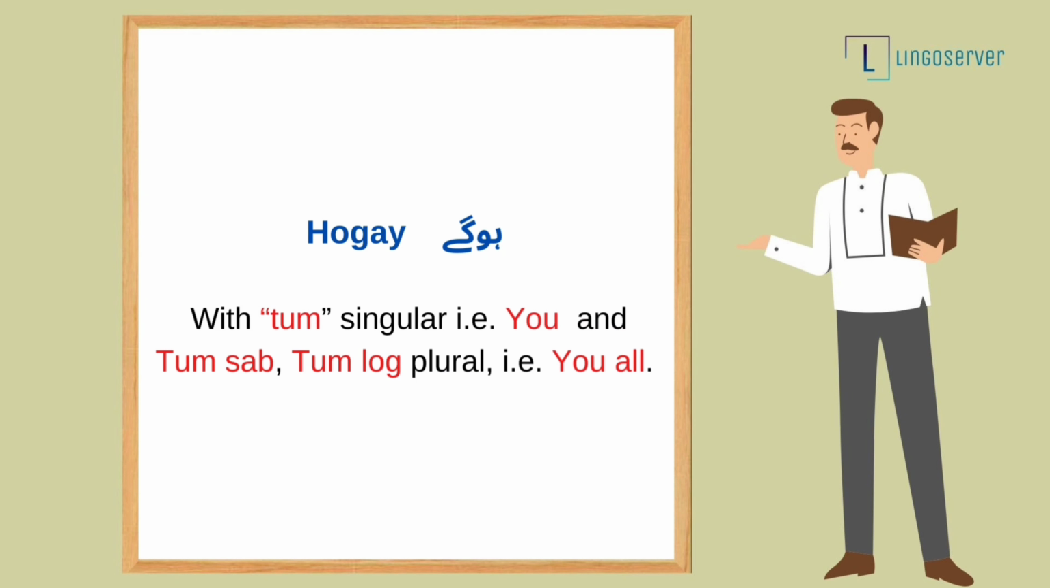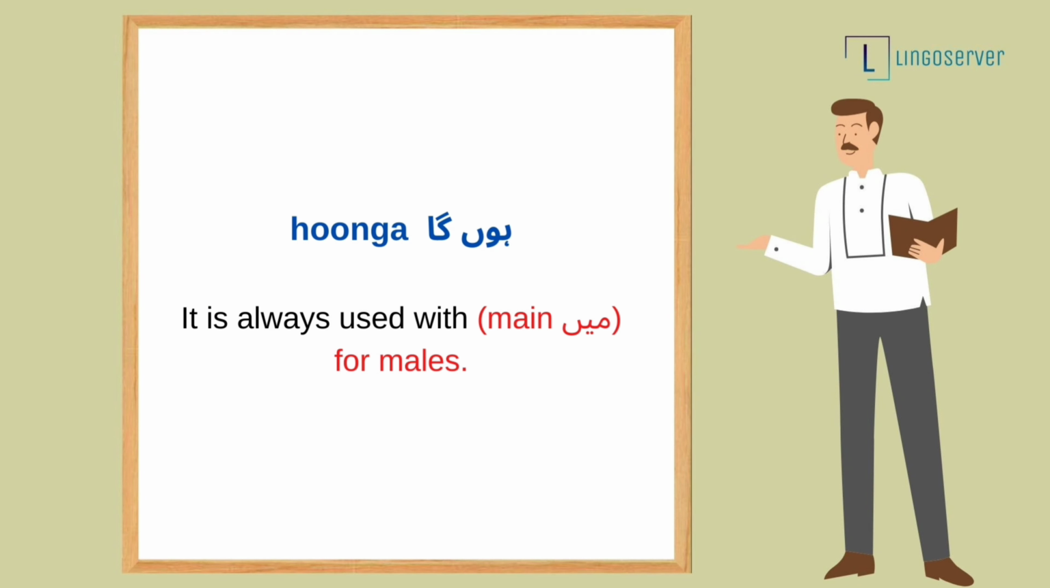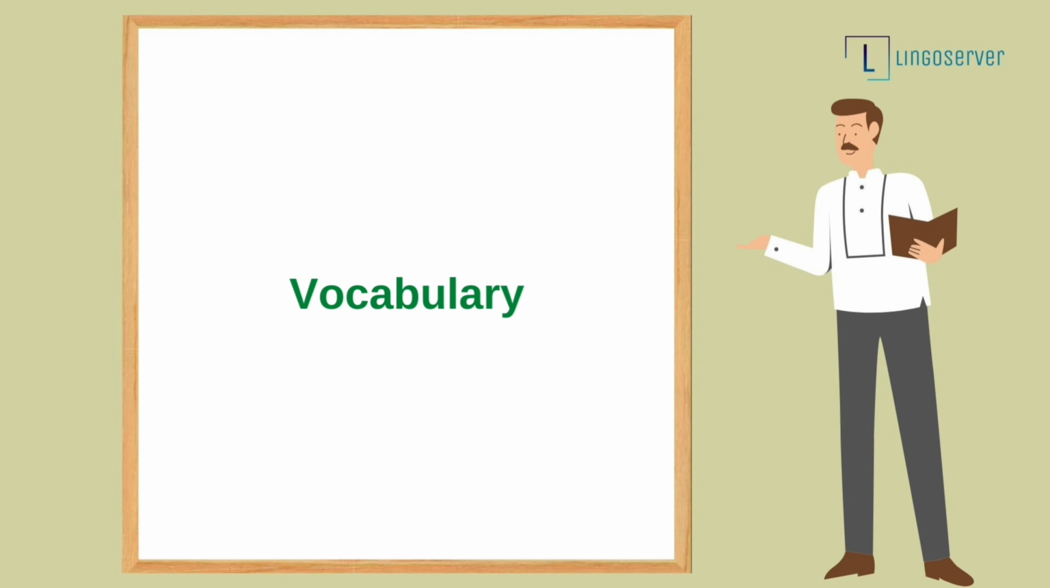And now, hoge. We use hoge with tum, singular, in the meaning of you, and tum sab, tum log, plural, in the meaning of you all. And now, honga. Honga is always used with mai for male, and hongi is always used with mai for female. That's all about today. Now we are going to learn the vocabulary session.